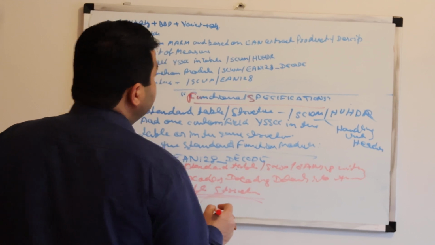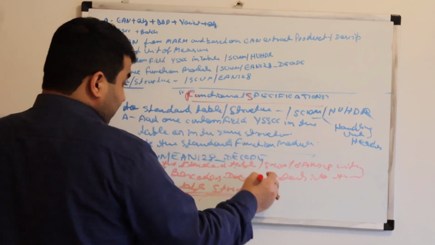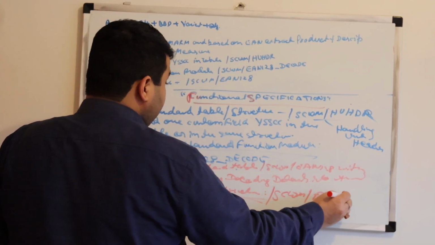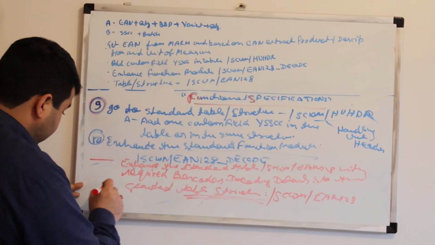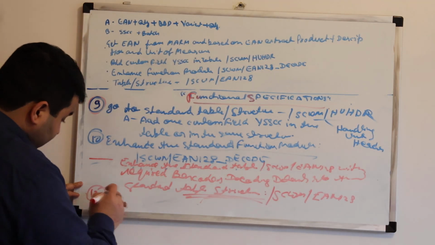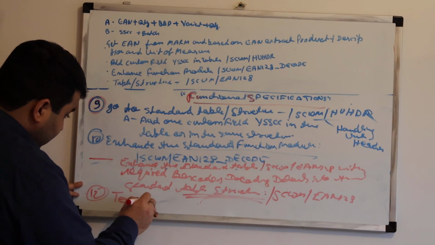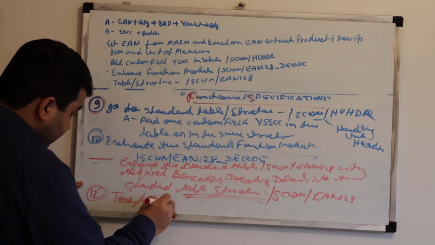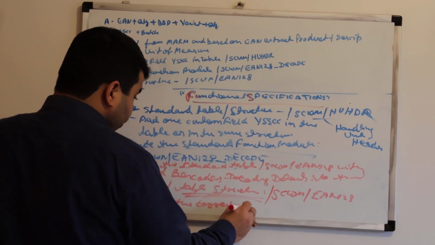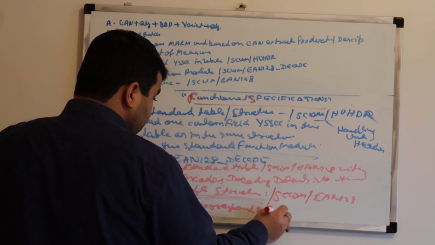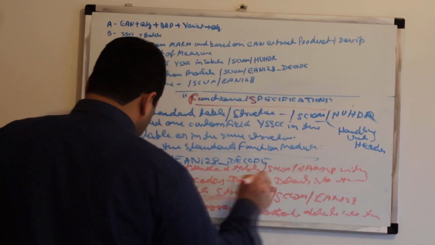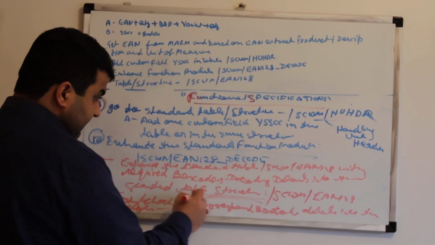So we put the table name here or structure /SCWM/EAN 128. Then the last point here I put test, check the corresponding barcode details into the table, which is the same table.